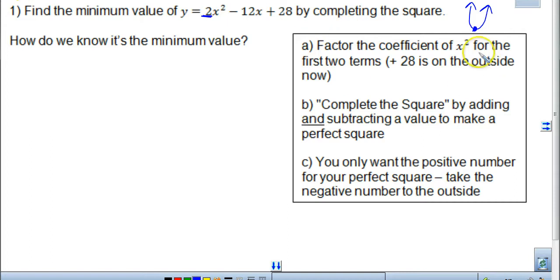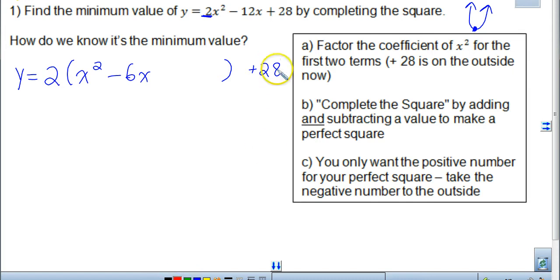Now the first step is, in the vertex form, x should never have a coefficient. So the first thing I'm going to do is factor out a 2. I'm going to factor out that coefficient, and I'm only going to factor the first two terms. There's a reason for that that we'll see a little bit later on. So x squared minus 6x. Now I'm going to leave myself a big space here in my brackets, and the plus 28 is just going to hang out here by itself.